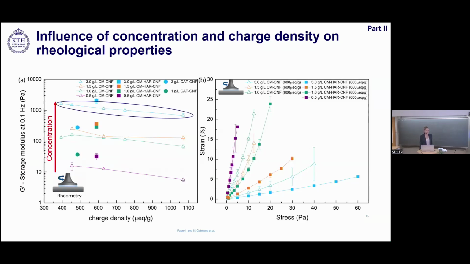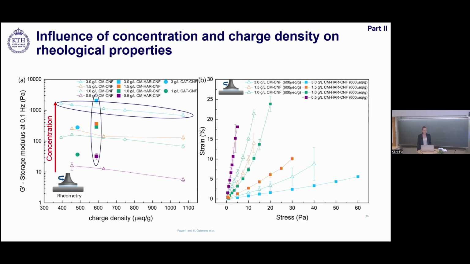We can also see here that if we increase the charge density, we decrease the hydrogel stiffness. And I think this is most likely related to the fact that increased charge density will change the fibril width, which will change the bending stiffness of the particles.